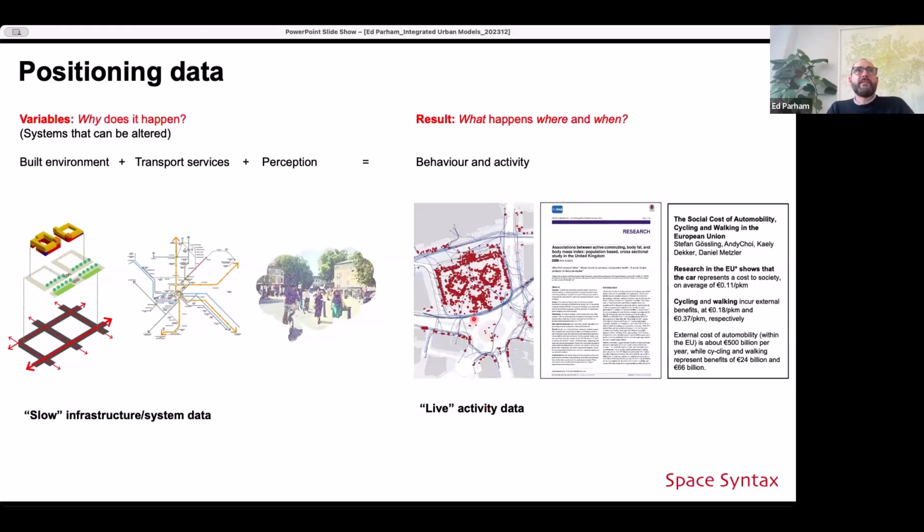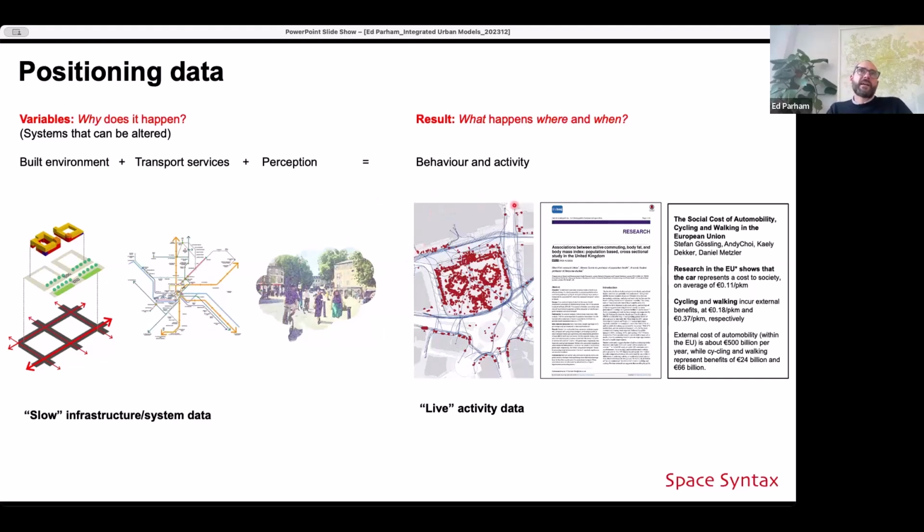But what it doesn't tell you is why it happens. And the reason why you get those people in that place at that time is more to do with these variables, the slow systems that are very difficult to change. So things like your street network might mean that this is a very important street. The distribution of land uses might mean that there's a whole load of employment uses in a certain place.